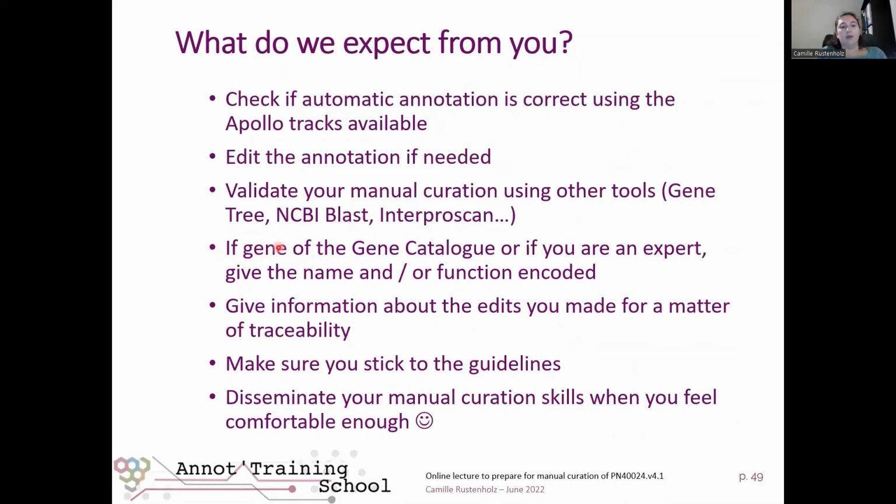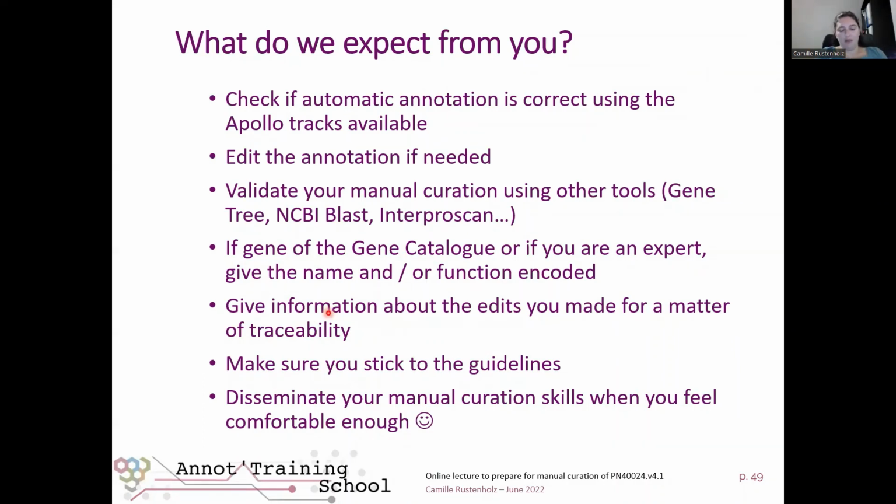Then if you are working on a gene that is part of the gene catalog, or let's say if you are an expert in some kind of genes, then you are allowed to give the name and/or the function of the encoded protein for this gene. Then we ask you to give some information about the edits you made.